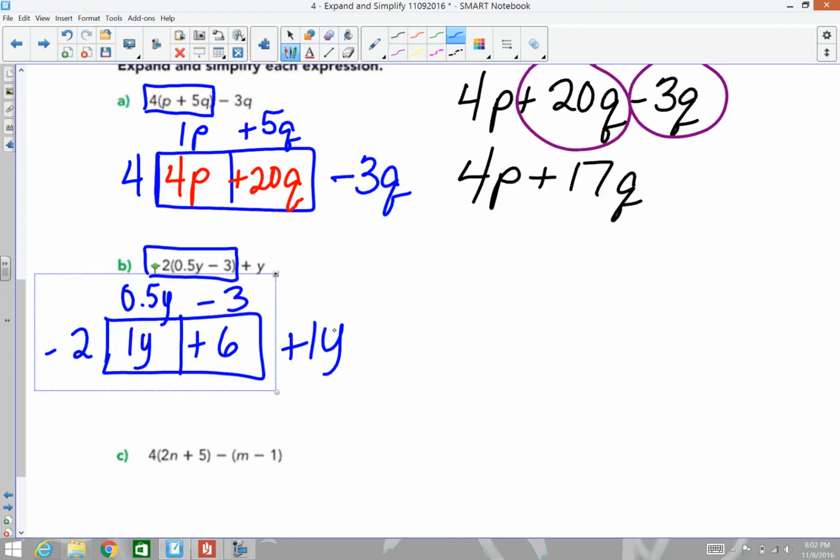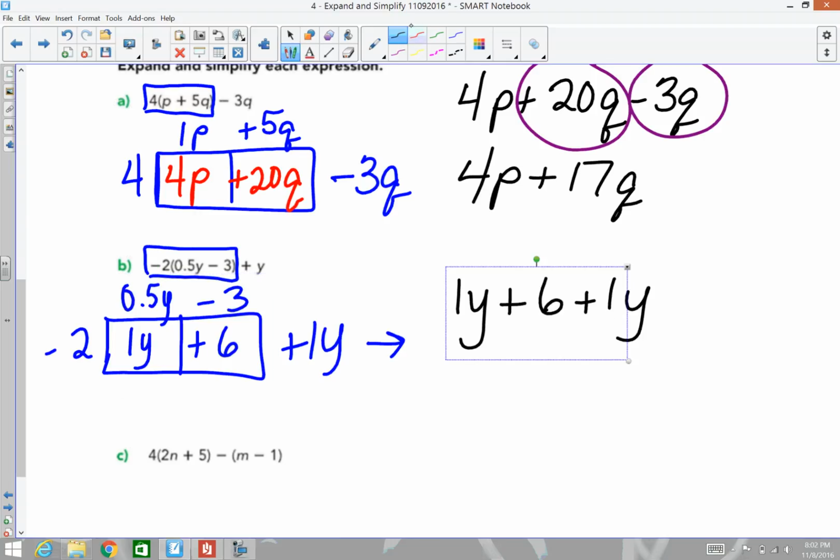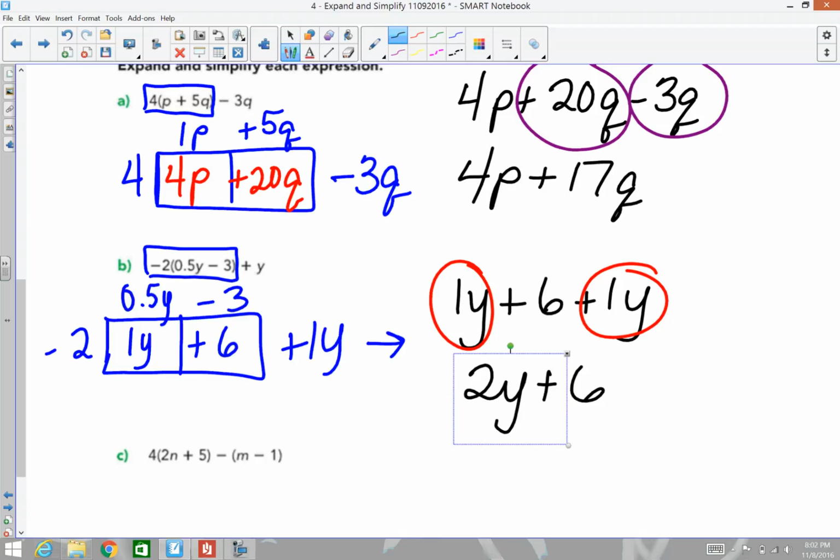So now I'm going to take all of this and rewrite it. 1y plus 6 plus 1y. And we'll combine. 1y plus 1y is 2y plus the 6. If the video is going too fast, feel free to pause, rewind, and rewatch. When you're ready, we're going to move on.